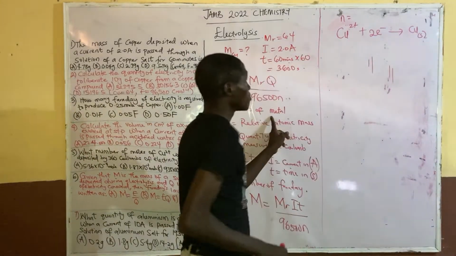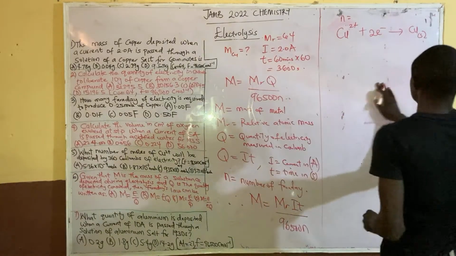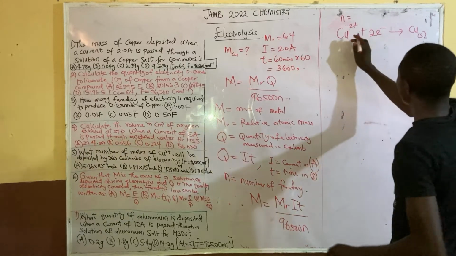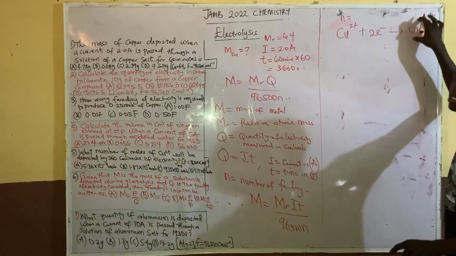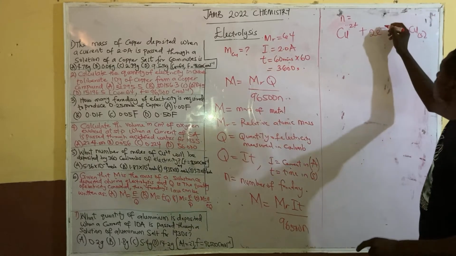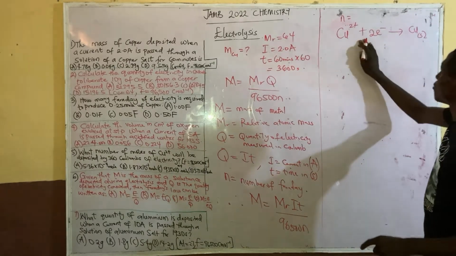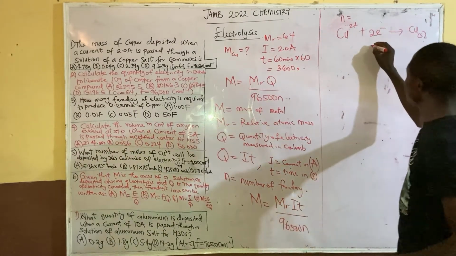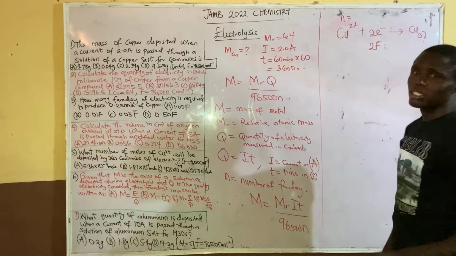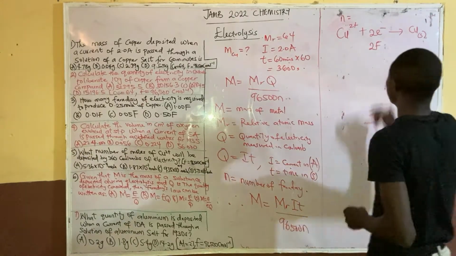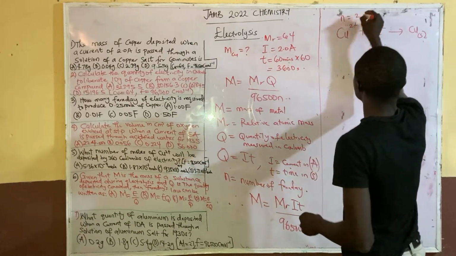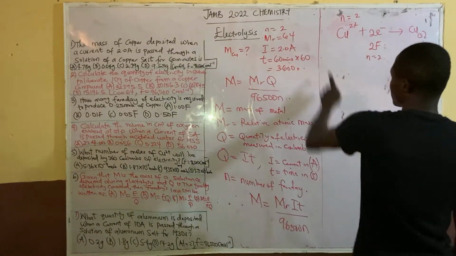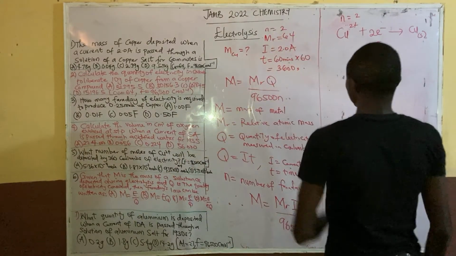So this can be written as Cu2+ plus 2 electrons gives you copper solid. The number of electrons required for copper 2+ to turn to copper solid is 2 electrons. So really it is 2 Faraday; it requires 2 Faraday of electrons. So N is equal to 2. Substituting all these parameters into the formula, you get your answer.